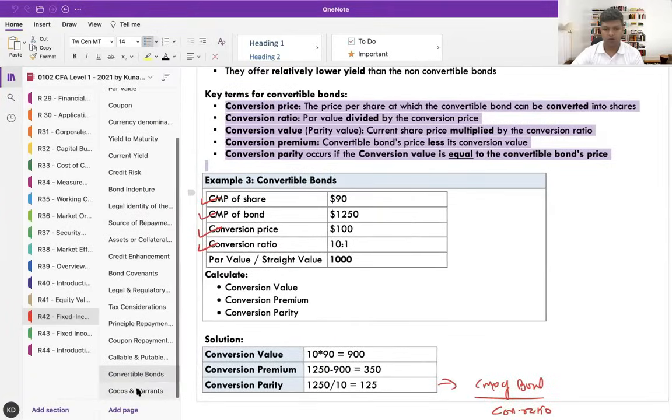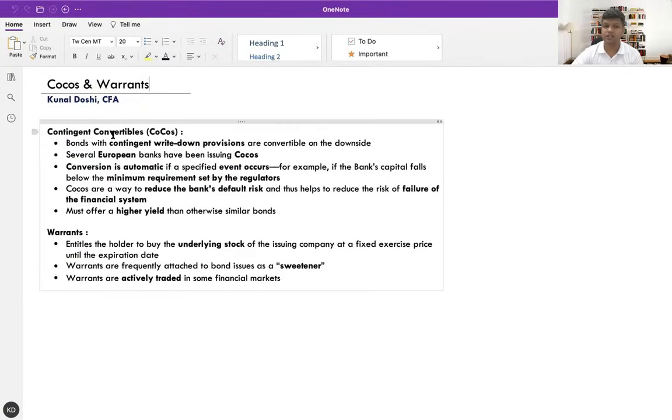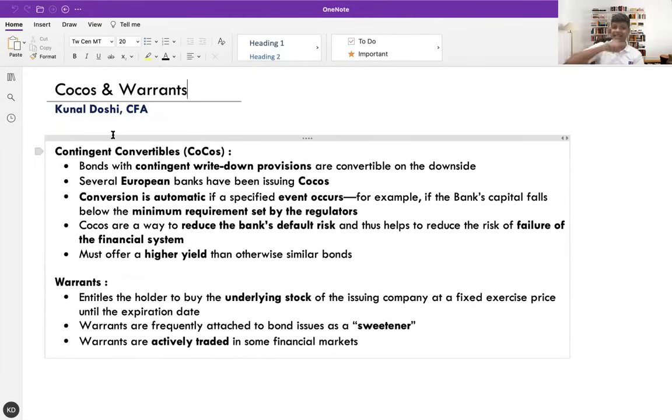Now, let's move to the last segment of this topic. It's called contingent convertibles, or in short, COCOs. First of all, convertible means the bonds will be converted into equity shares, right? Yes, after the conversion price. But contingent convertibles are mostly issued in Europe, where the European regulators force the companies to convert their bonds into equity shares when the companies are not doing well.